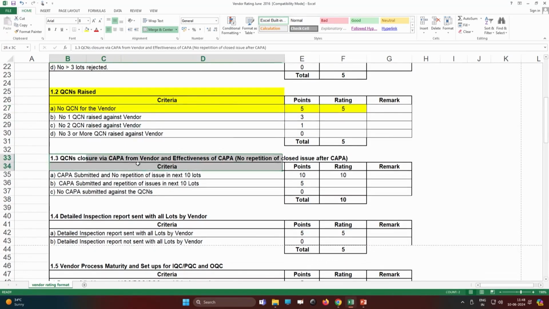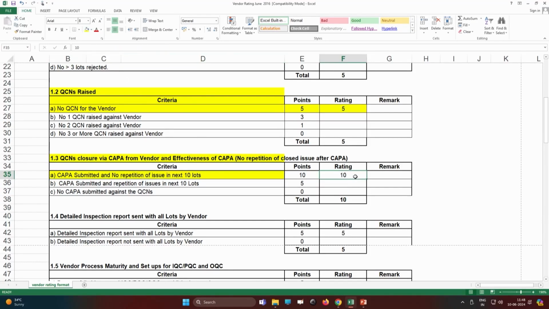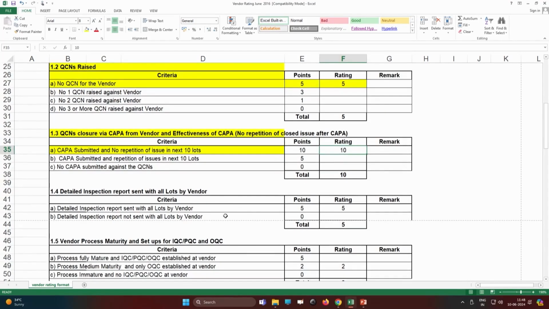Then once you raise the quality complaint, how quickly are you getting the CAPA, corrective action and preventive action, meaning they have taken the corrective measures and sent you the report. Let's say your supplier has submitted the CAPA report and there is no repetition in the next 10 lots, that means he will get 10 out of 10, right, because he quickly worked on that and improved it. This is not fixed, it need not be 10 only. For some products you may take 20, for some products you may take 5, right. So this is just one example.